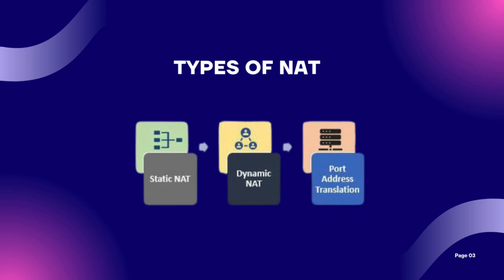IP. On the other hand, port address translation maps multiple private IPs to a single public IP. It is also called NAT overload. It differentiates devices by using unique port numbers and is the most common type of NAT used in home and small office routers.